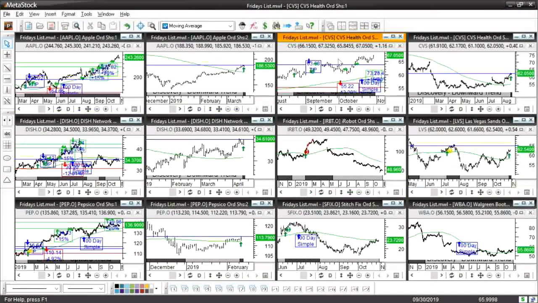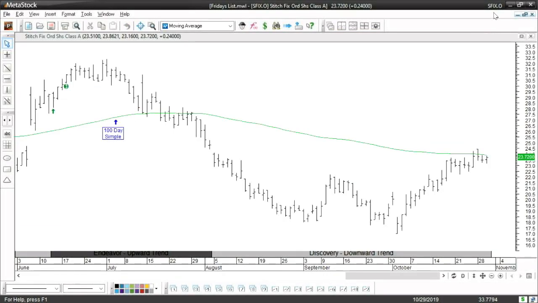All right. Now let's look at something that we should not do. That could be very tempting, but we don't want to do it. This is symbol SFIX, Stitch Fix. There's a green 3 icon, strong strength. There's our green arrow. Here's our 100-day simple. What did this stock do? It came up. It clearly took out the high of this bar by 10 cents. Everything looked good, and it collapsed.